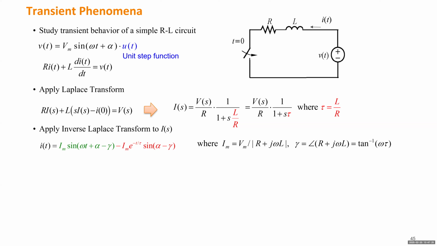So the I_m, which is the peak value of the current, you can actually calculate from the peak value of V, and also this one is the impedance, the magnitude of the impedance. And the gamma here is actually the impedance angle. Because you already defined tau, tau will be L divided by R. So this one can simply be calculated by arctangent of omega tau.